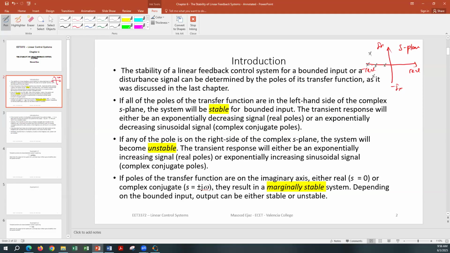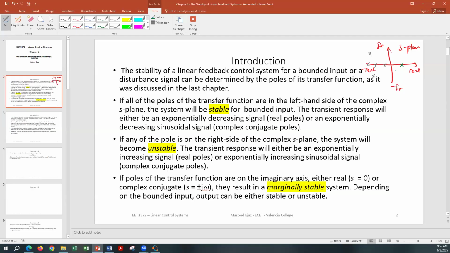The second bullet point, as you can see: if all the poles of the transfer function are in the left-hand side of the complex plane, then the system will be stable for bounded input. The transient response will either be an exponentially decreasing signal or an exponentially decreasing sinusoidal signal. Now, on the other hand, if any one of the poles, not all of them, any pole is located on the right-hand side of the S-plane, then our transient response is going to be exponentially increasing. That's the third bullet point. If any pole is on the right-hand side, the system will become unstable because the transient response is going to be an exponentially increasing signal.